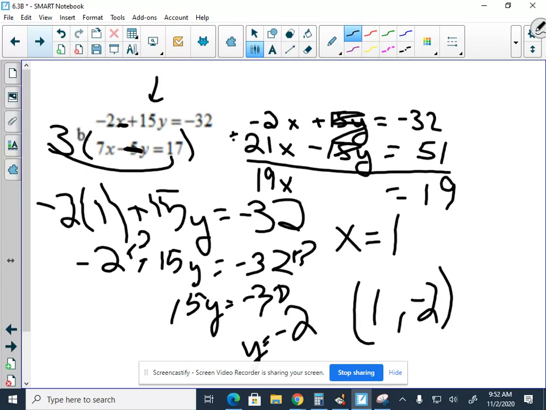Divide by 19, we get 1. We put the 1 in, we get negative 2. Slide back a little bit, make room. All right.